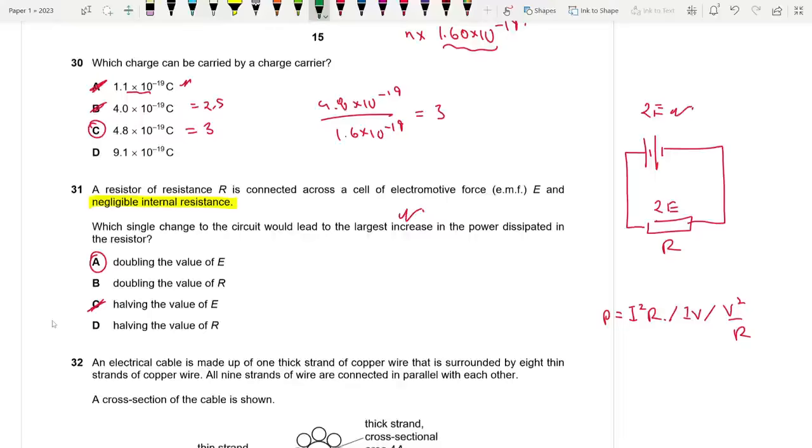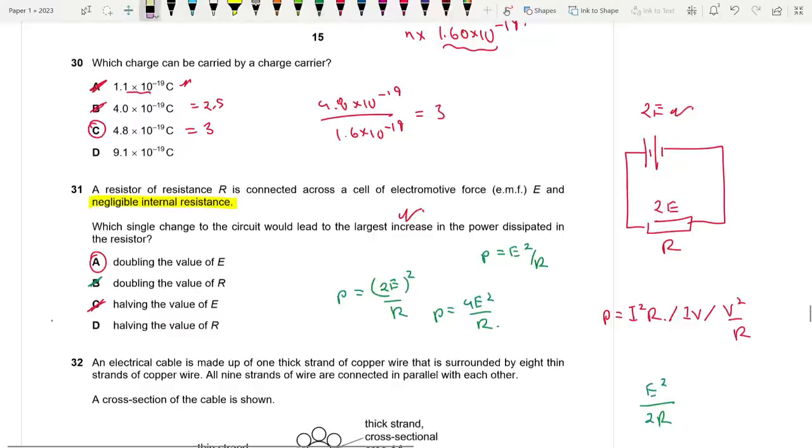So what would happen? The previous power was P is equal to E squared by R. Now the new power would be (2E) whole squared by R, which is 4E squared by R. So it actually became 4 times the original value. Now doubling R would be wrong because it would actually decrease the current in the circuit. And if you apply this formula, E squared divided by 2R, it would actually reduce your power.